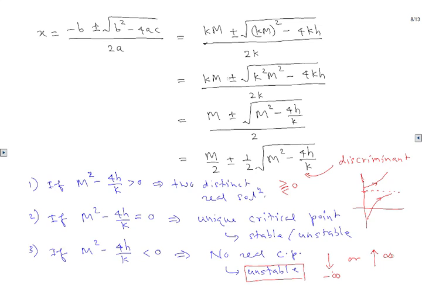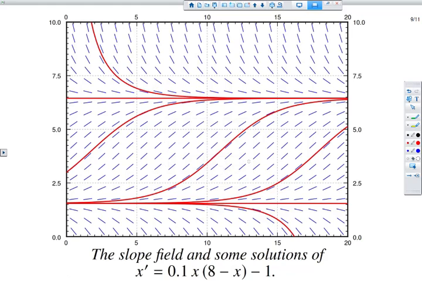So let's look at three cases for those three situations. What we can do is pick the k, m and h so that we're going to have those three situations. So let's look at the first one. This is the first situation. So what will happen?